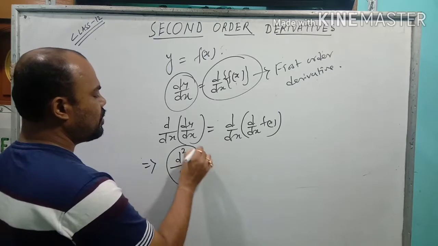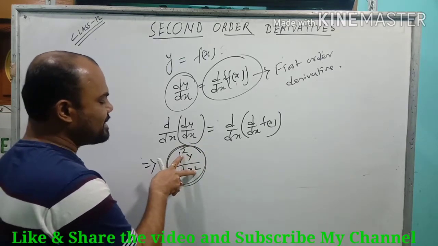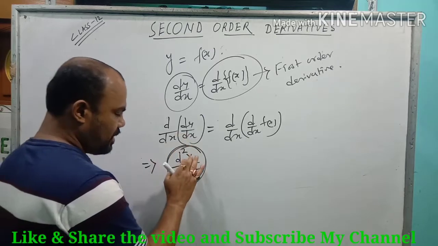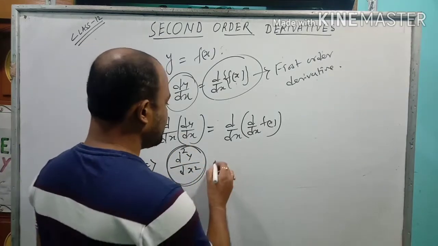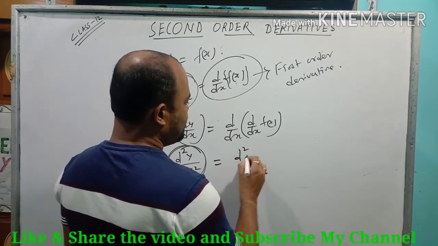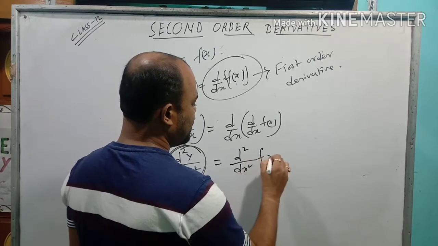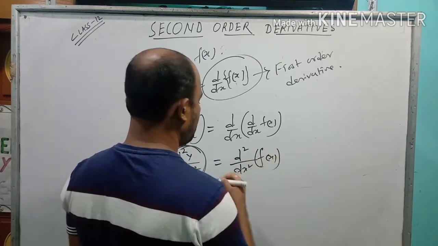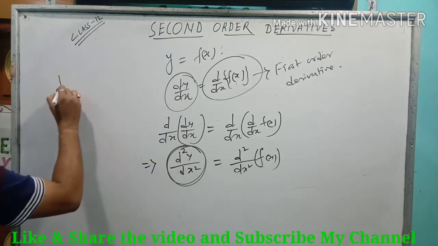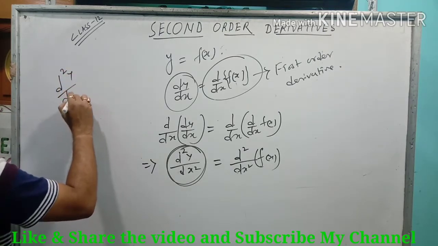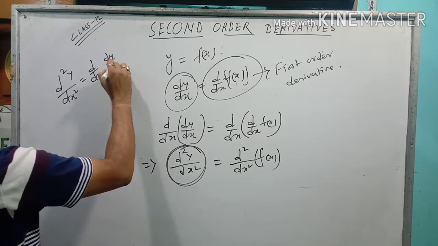This is the notation of second order derivative. These two, or square, indicates the second order derivative of y with respect to the variable x. It is also written as d2 by dx square f(x). So what is d2y by dx square? Ultimately this is the most important relation: d2y by dx square is d/dx of dy by dx.